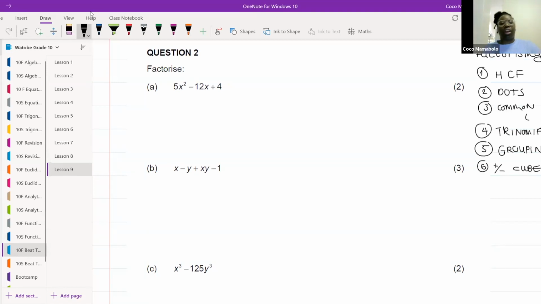Now, remember, they're not going to say, factorize this using this kind of method. You need to be able to tell what kind of method it is. Nobody's going to tell you what kind of factorization it is. You need to know what it is, all right?